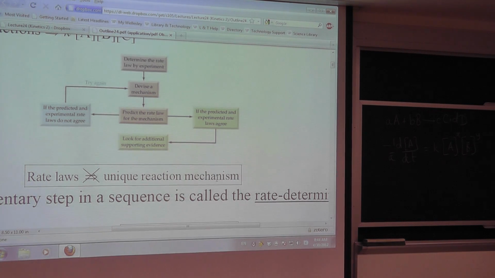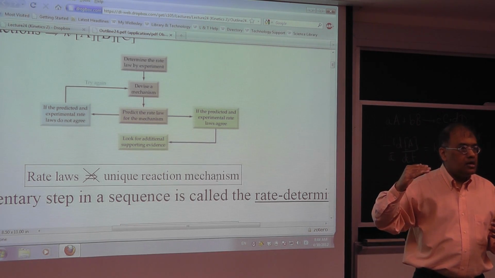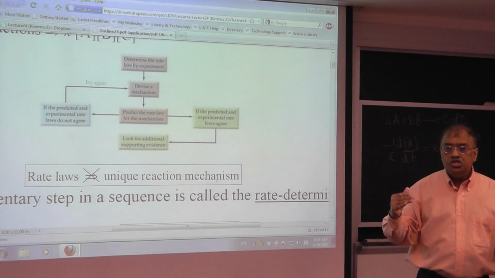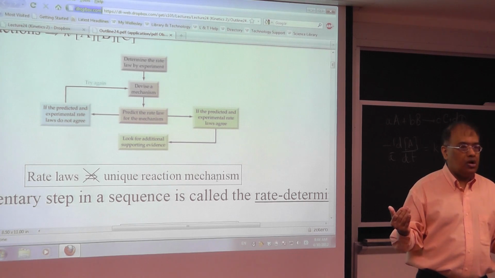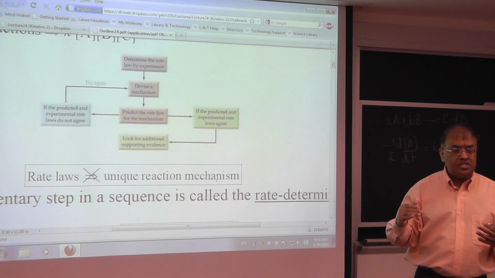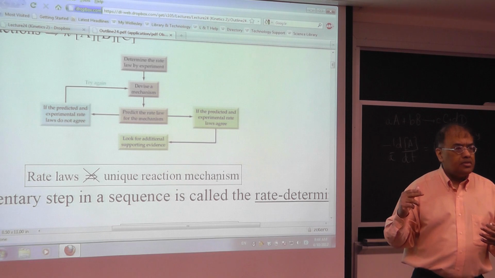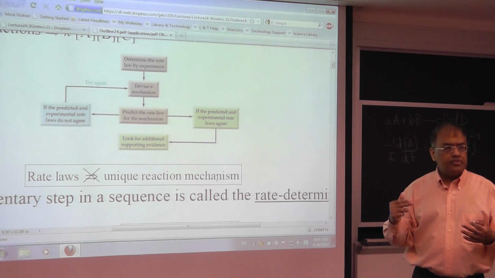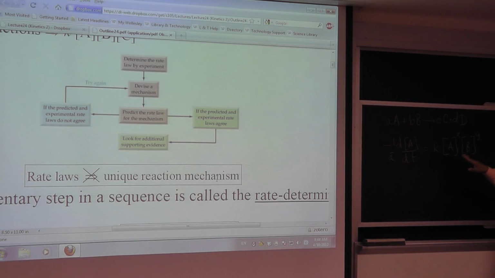But there are some rules that you can exploit, such as when you add up the elementary steps, the sum should equal the overall reaction. If it doesn't, then you got something wrong. If your elementary steps are consecutive reactions, and if you have one elementary step that is very slow, then the overall rate equation must be identical to that of the overall reaction.